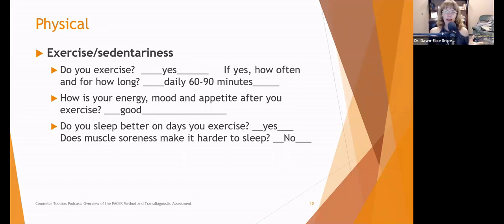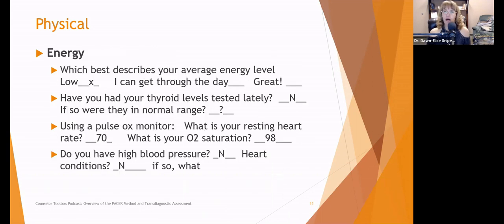Does muscle soreness make it harder to sleep? She says no. She doesn't lift. She just typically does cardio, and that doesn't seem to bother her muscles. What best describes your energy level? She says low. She struggles to get through the day, which is why she's drinking 600 milligrams of caffeine. She has not had her thyroid levels tested.